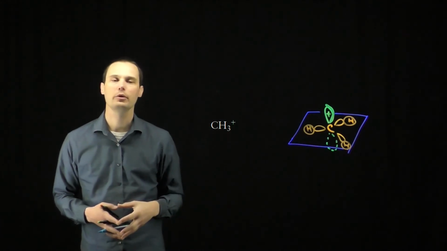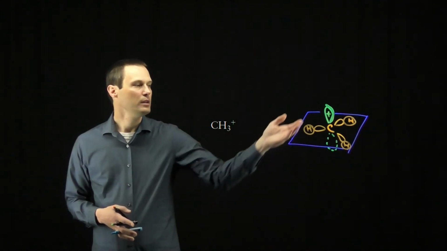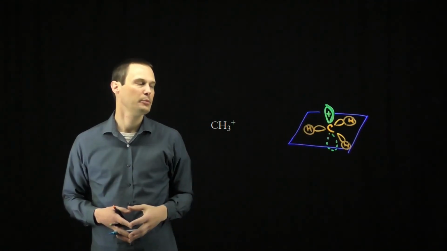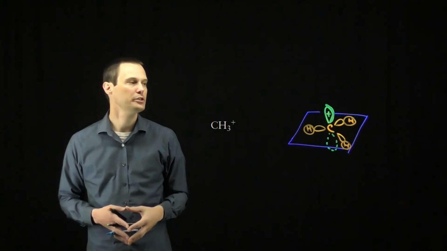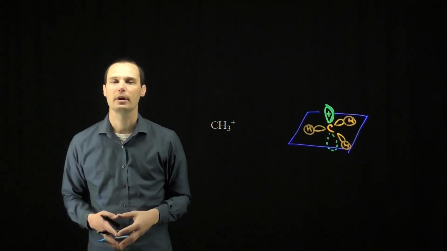This is the molecular orbital picture for CH3+. The central atom, the carbon, has an unhybridized p orbital that is empty. It's where the positive charge is. And so the central atom has 0 electrons in that p orbital.